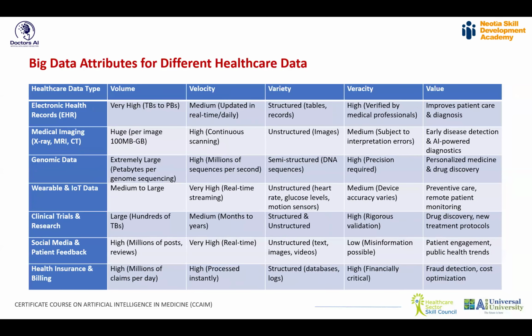Let's move fast. Now, based upon the healthcare data, I have classified and highlighted the attributes in terms of their 5 V's. I'll just read out a few. Medical imaging, if I take X-ray, MRI, and CT, is huge: per image it goes from 100 MB to GB, gigabytes. The velocity is high, if continuous scanning is happening. The variety is unstructured data because images are there. Veracity is medium, subject to interpretation errors.